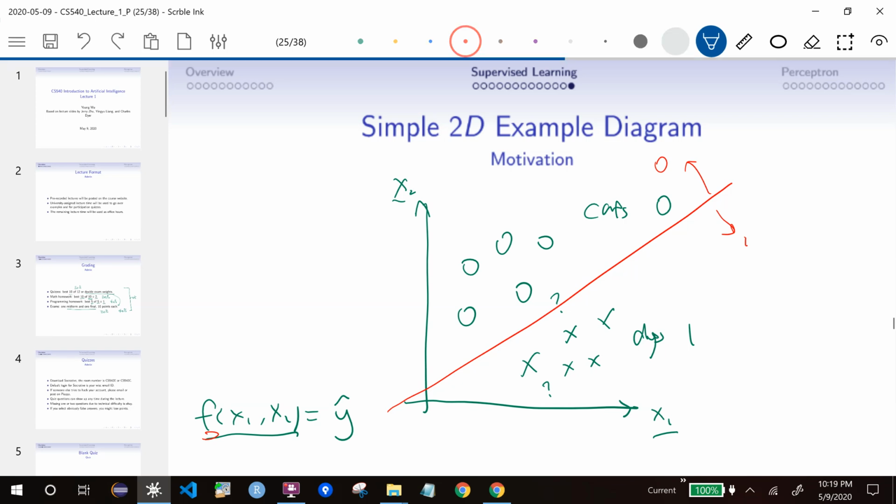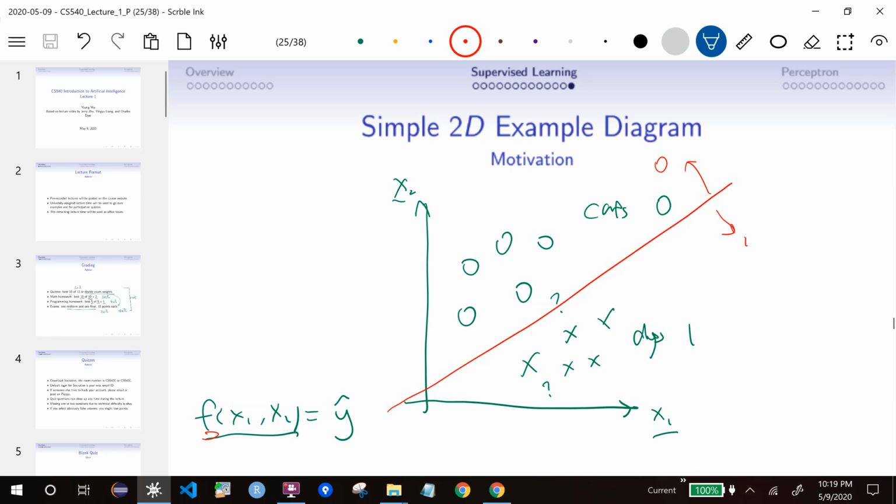So finding a line seems difficult, but one thing that we need to do first is how we're going to represent this line. So how can we relate a line to a function that inputs two values and outputs either 0 or 1? So that's the first problem we need to figure out, and then we can figure out how we're going to find this particular line that separates the two classes. So let's focus on the first one.